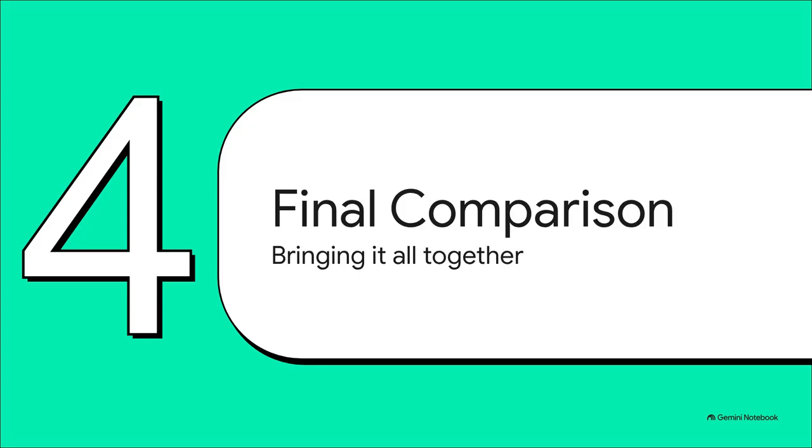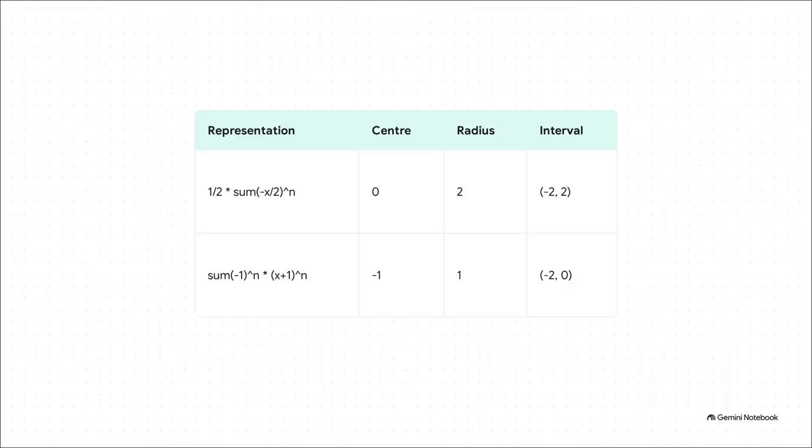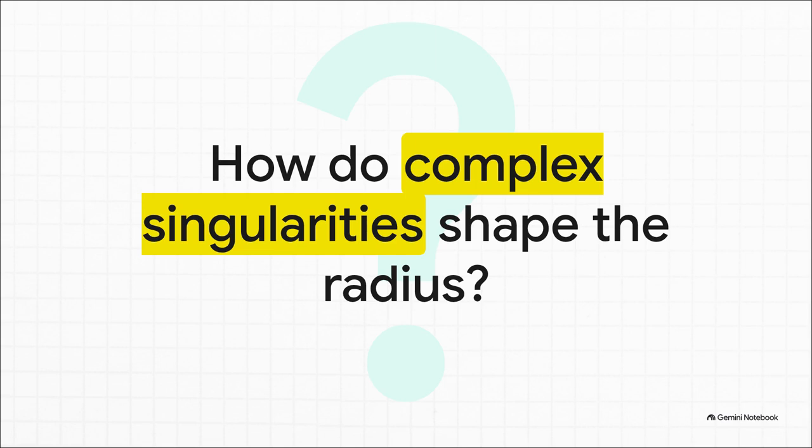Section 4. The final comparison. Let's bring all this evidence together. This brilliantly illustrates the entire story side by side. On the top row, anchoring at 0 gives us the breathing room of a radius of 2. But on the bottom row, shifting that center to -1 chokes our radius down to 1. The function is completely identical, but the center dictates the distance to the nearest singularity, and that distance ruthlessly dictates your interval of convergence. You can reshape the algebraic identity of the function all you want, but you can never, ever bypass that singularity.